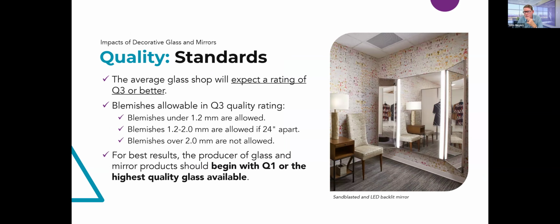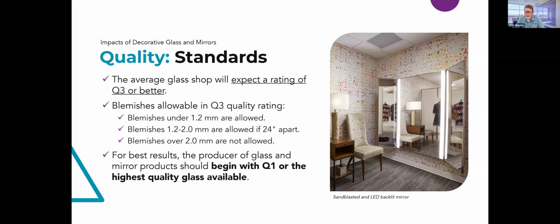Your average glass shop that is supplying glass that's basically not coated, like for windows and areas that just don't need coated glass, most of them use Q3 glass. The blemishes allowable in Q3 quality rating, as you can see here: 1.2 millimeters are allowed. Blemishes 1.2 to 2.0 are allowed if they're 24 inches apart, and then blemishes over 2 millimeters are not allowed.